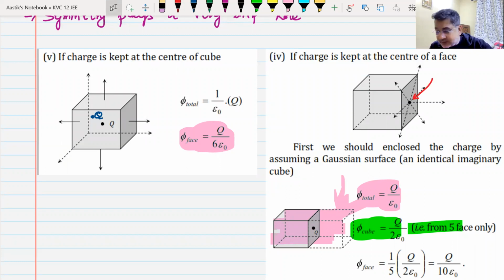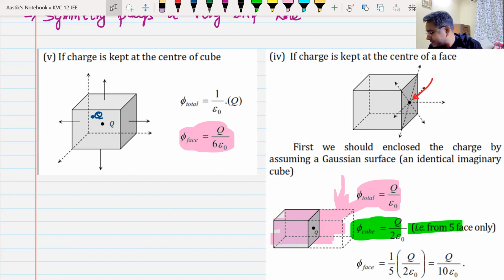What is the flux through that square? This face, zero. Zero is the hero here. So the flux through that face is zero. But now you look at the symmetry of the diagram. The charge is placed exactly at the center. Do not look at this diagram, there's nothing in the diagram to look at. The charge is placed at the center of this face.